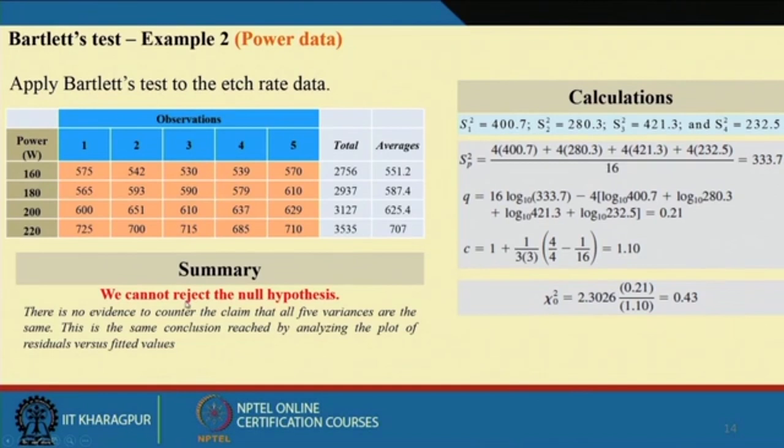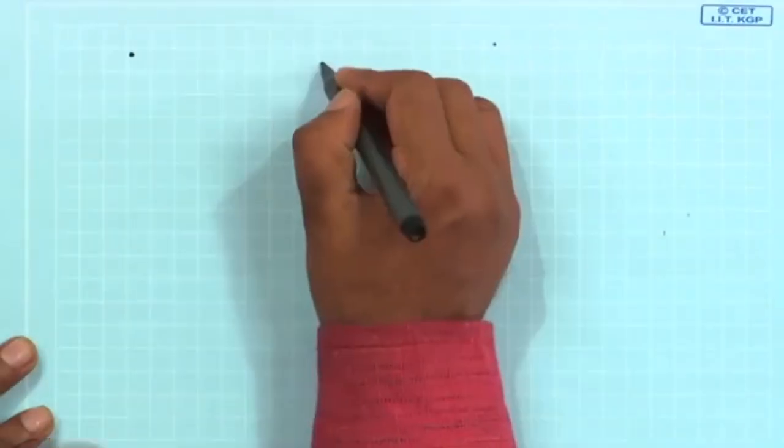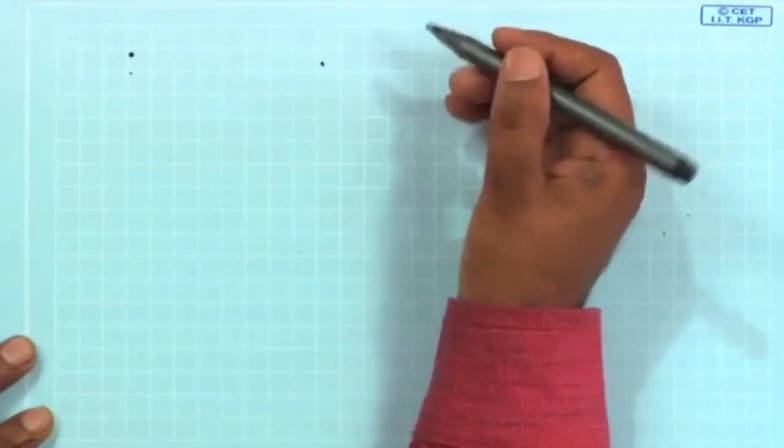But here, although I have not given this one, in the Montgomery book that is available, what is this value from the table? You have to see it. There is no evidence to claim that all 5, that is 1, 2, 3, 4, the variances are not the same. This is the same conclusion in the plot of the residuals. These are some plots we will see later on. Anyhow, you must see that the computed chi square is less than the tabulated chi square, fine, so the variances are equal.